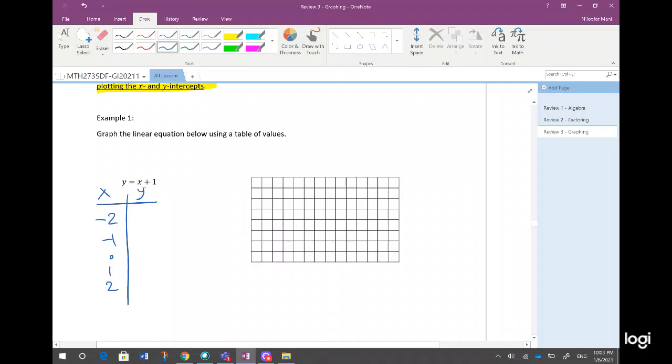So it's -2 plus 1, which is -1. I can show one of them: -2 plus 1, which is -1. -1 plus 1, which is 0. 0 plus 1, 1. 1 plus 1, 2. 2 plus 1 is 3. Okay, so now you have to pay attention to graphing techniques.